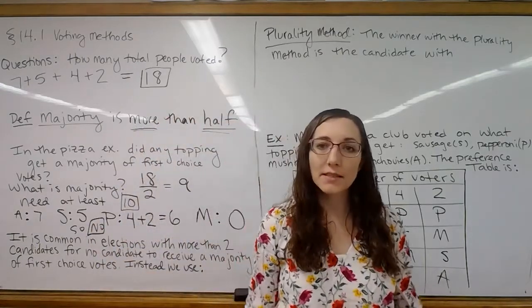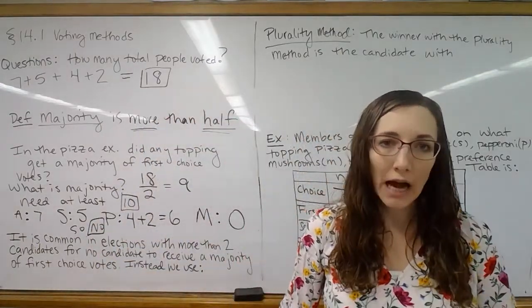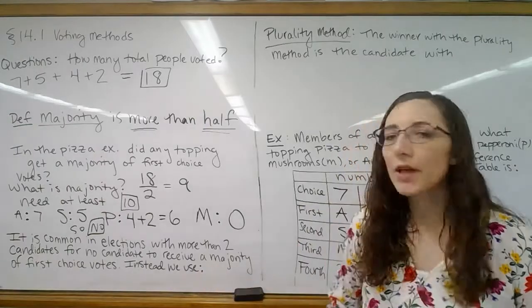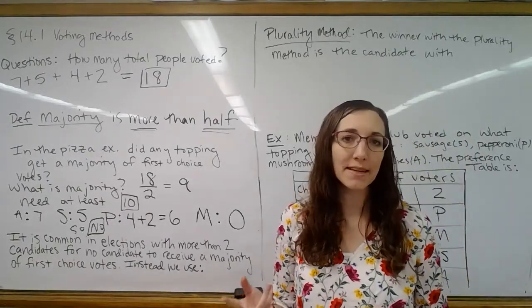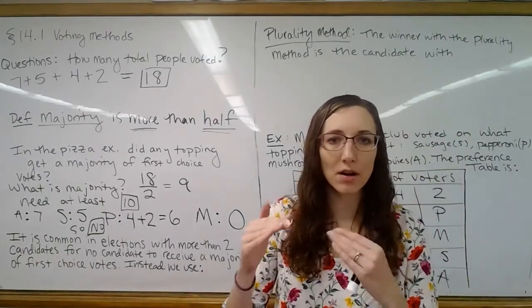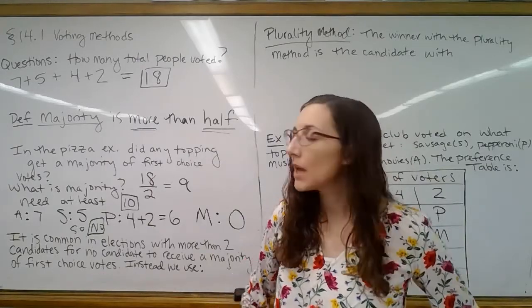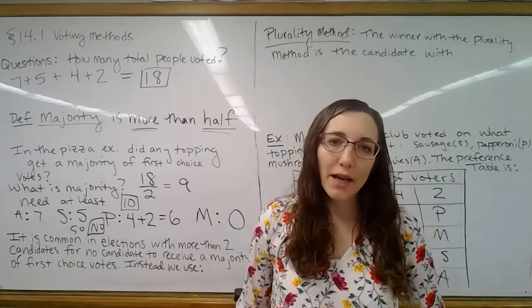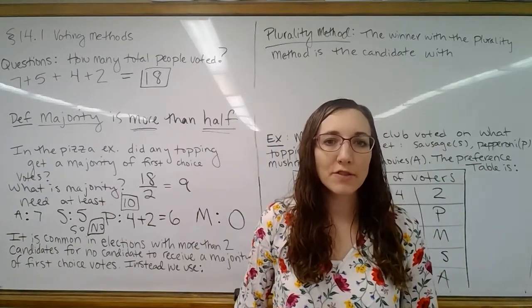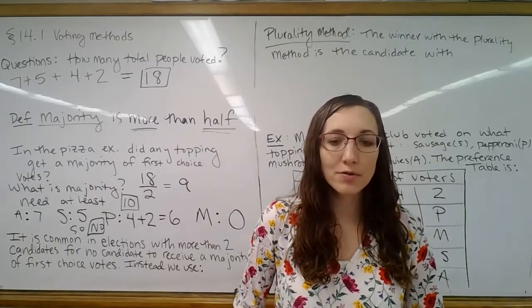So none of the things got majority, and that's actually pretty common. When we do have elections that have more than 2 candidates, and in this case the candidates are the things that you're ranking, so for this one it's toppings of pizza, it's very common to not get majority. It'd be pretty tough to get more than half of the votes.